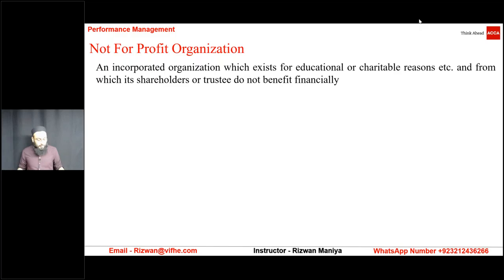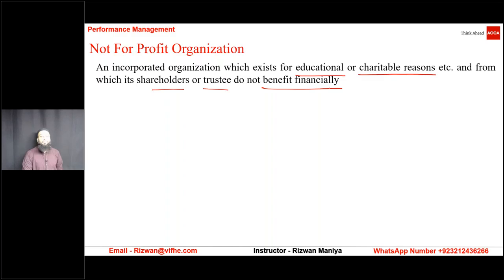I hope I will be able to make this really easy for you, and I will first give you a good recap. We'll set up the basis and the concepts, and then quickly we'll take you towards the past paper question. An unincorporated organization which exists for educational or charitable reasons, for which its shareholders or trustees do not benefit financially. Now, a not-for-profit organization is an organization that doesn't exist to maximize profits.